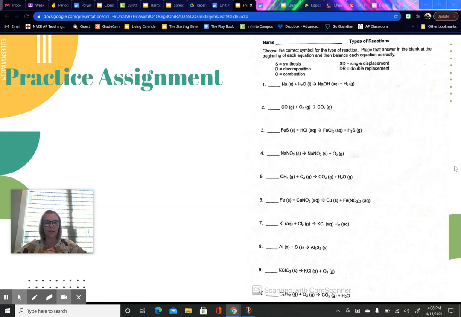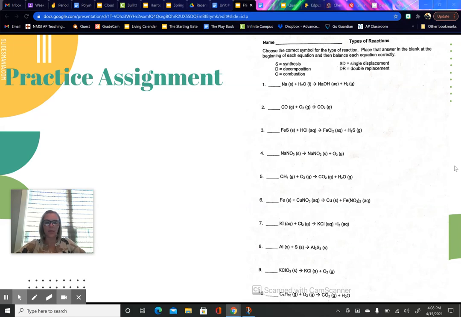Otherwise, please copy down these 10 equations. And I want you to take some time to try to determine if they are synthesis, decomposition, single displacement, it's the same as single replacement, double replacement or displacement, and or combustion. So take a minute, copy those down, answer those questions, and then we'll go over them.